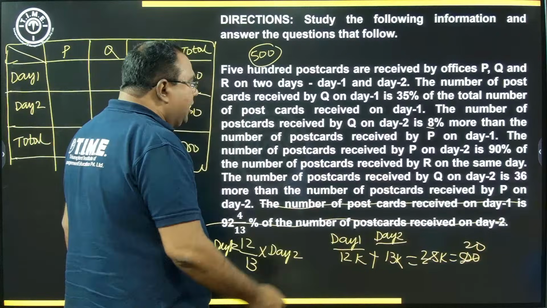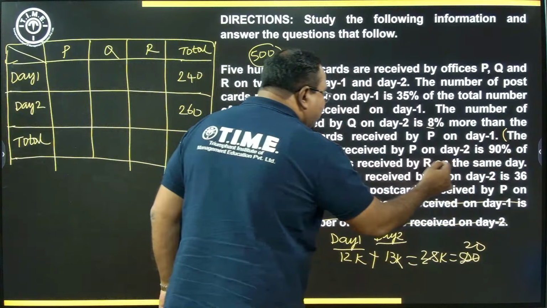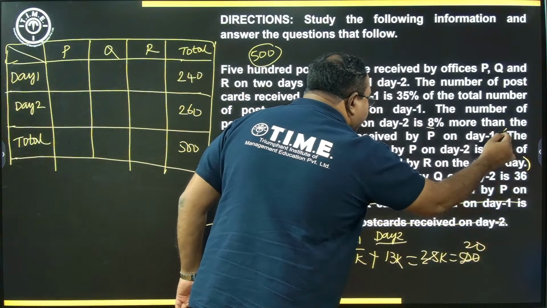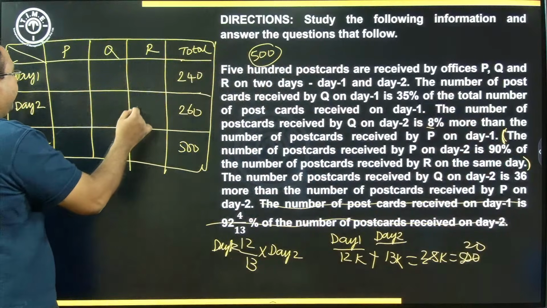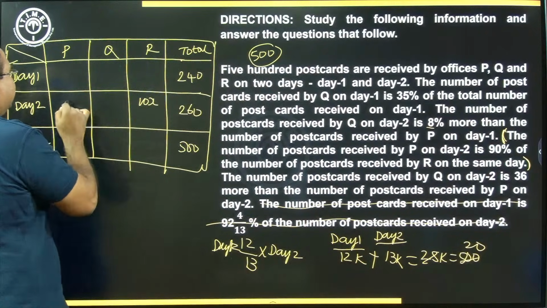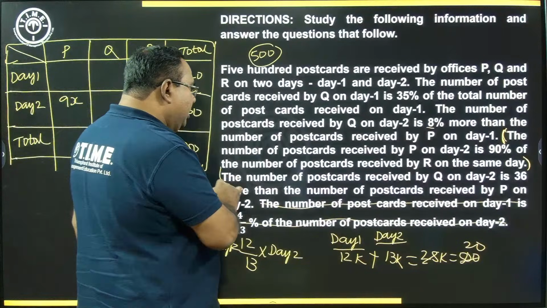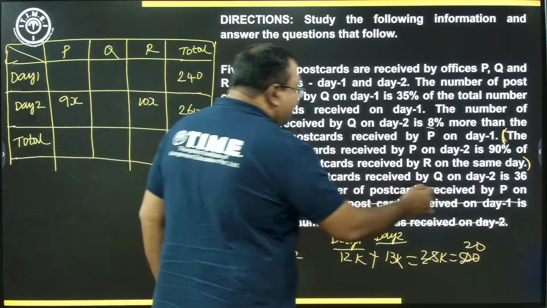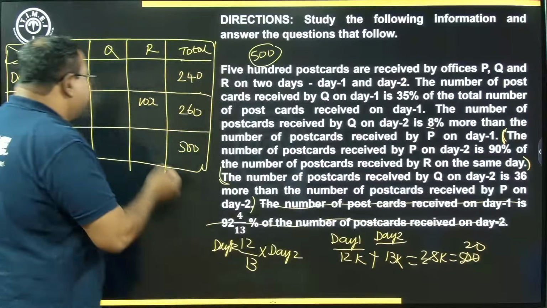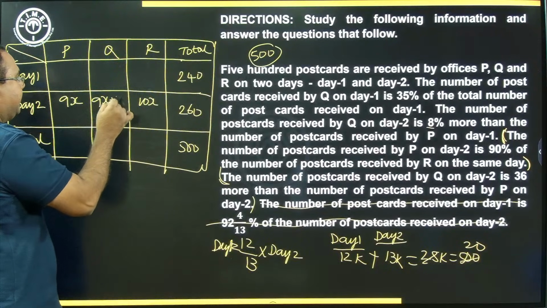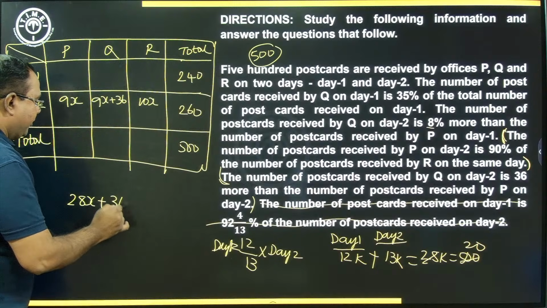I have some information. Number of postcards received by P on day 2 is 90% of the postcards received by R on the same day. This point you see. So if R is 10x, 90% of this is 9x. And number of postcards received by Q on day 2 is 36 more than received by P on the same day. Q is 36 more than P. So 9x plus 36.